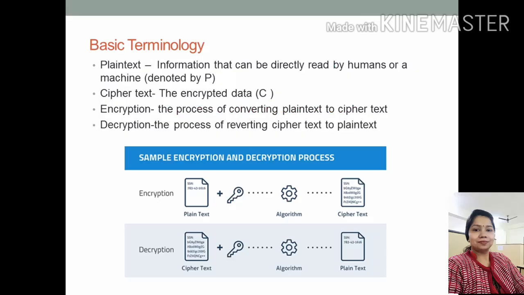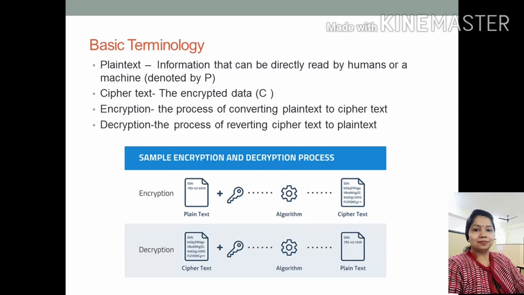First of all, understand what are the basic terminologies in cryptography. The first one is plain text. Plain text is a normal text that is being given by the user, a human being, and it is denoted by P. Then we have ciphertext. Ciphertext is an encrypted text. That is, after encryption, what we get is a ciphertext. It is generally denoted by C.